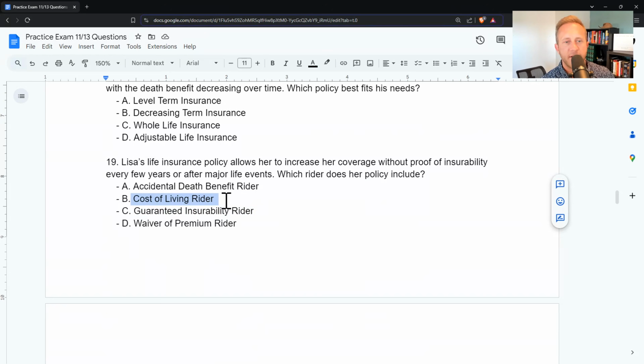Okay, cost of living rider will allow her policy face amount to increase at intervals to adjust for cost of living. So if it goes up a certain percent a year to match inflation, and then we covered the other riders.